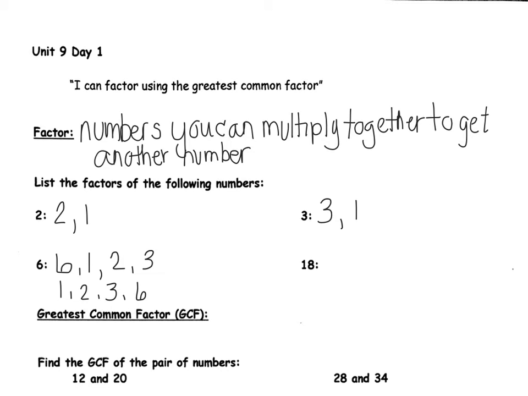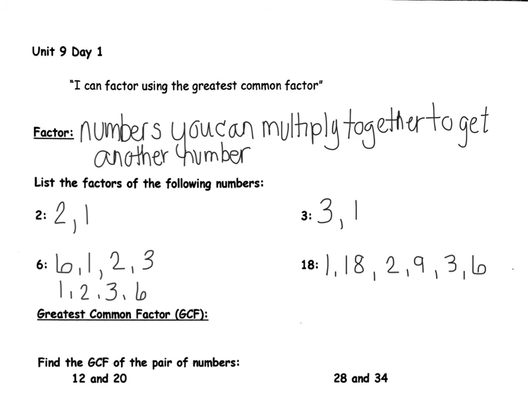Then let's look at the factors of 18. Well, 18 and 1, if I multiply those together, I get 18. Then 2 times 9 gives me 18. Are there any others? 3 times 6. If you get stuck and you can't think of anything, you can always go to your calculator and start dividing numbers into 18 in an organized manner.